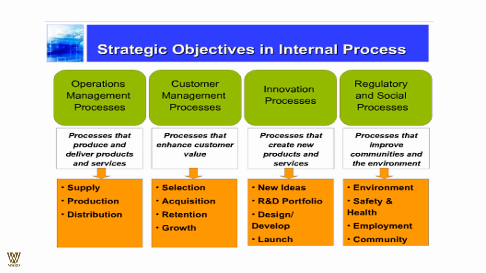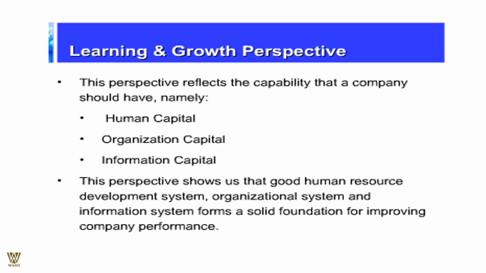The innovation process creates new products and services, new ideas, a research and development portfolio, design and development, and launch. The regulatory and social process improves communities and the environment, safety and health, employment and community. These perspectives reflect the capabilities a company should have, namely human capital, organization capital, and information capital. Good human resources development, organization systems, and information systems form a solid foundation for improving the company's performance.